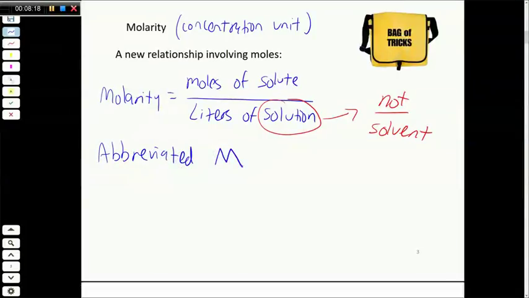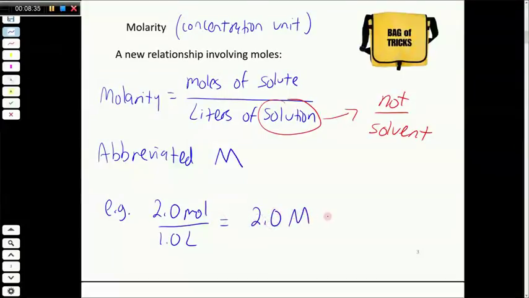Okay, so that's the abbreviation. And so, for example, if we took 2 moles of solute and dissolved it in 1 liter of solution, so this is the volume of the solution, the denominator, we would call that a 2.0 molar, capital M, solution. Okay, so always keep in mind that this capital M represents a ratio of moles per liter.